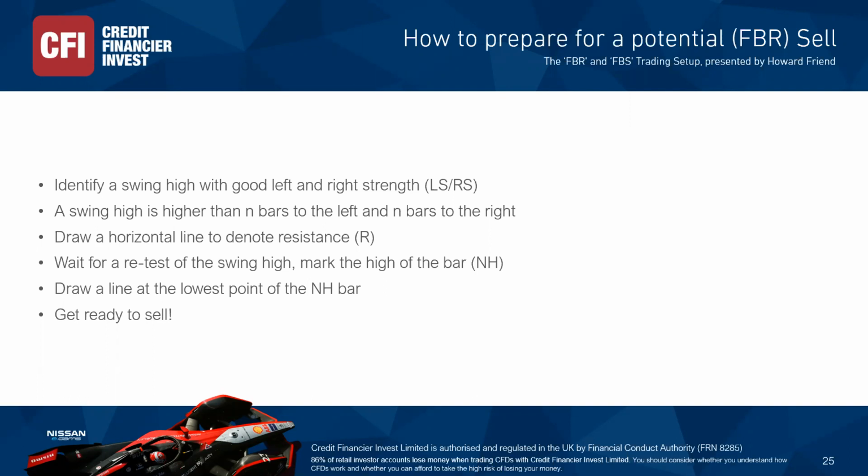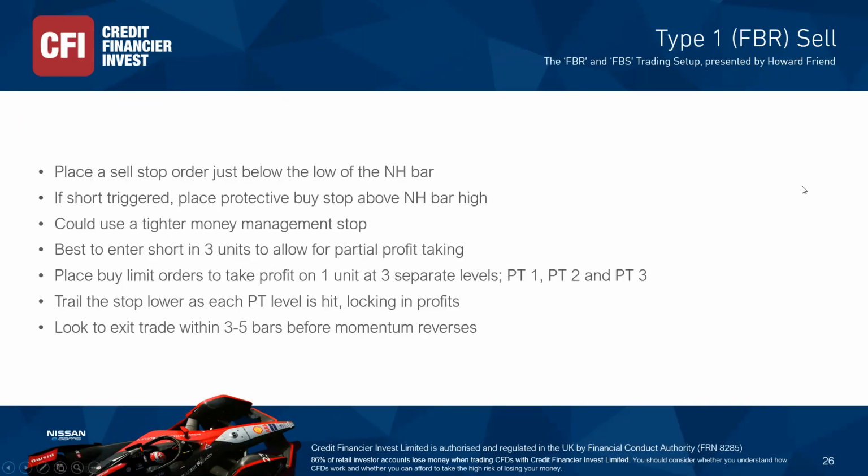That's the R for resistance. Then we're waiting for a retest of this swing high, and if we get the retest of the swing high, the bar on which we break through it is known as the new high bar, marked NH. Then we get ready to sell. We're going to sell if the market breaks through the low point of the NH bar, and that's what we're going to do.